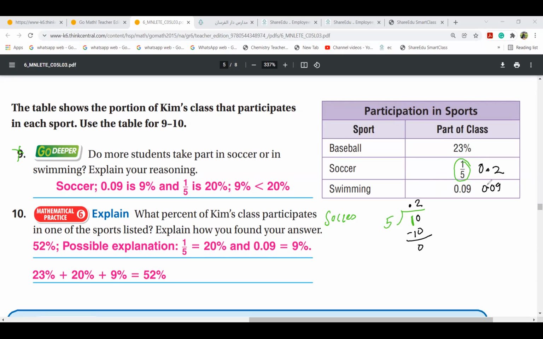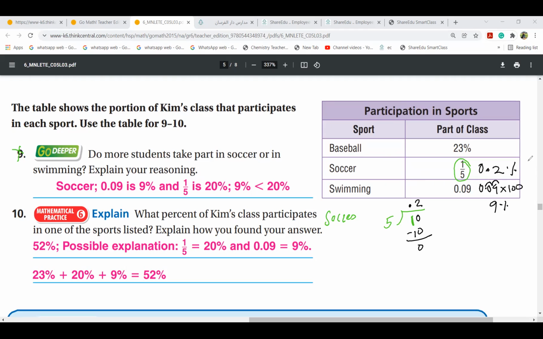Which one is bigger? Who takes more part, soccer or swimming? Girls, you have 0.2 and you have 0.09. This is 0.09. I need to change it to a percentage. How will I change it to a percentage? 0.09 multiplied by 100 equals 9%. So who takes part more?